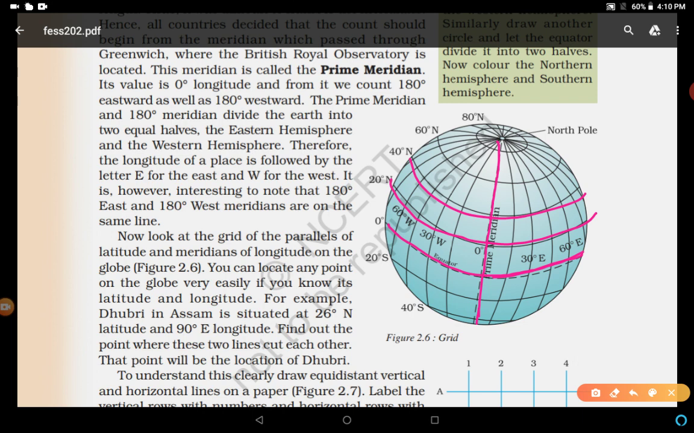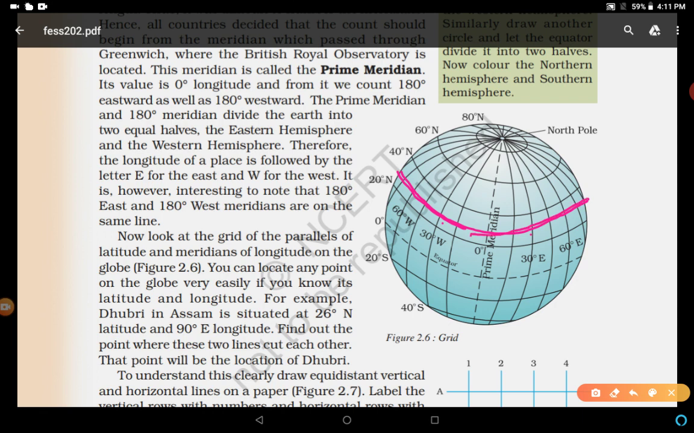Suppose we want to know the location of Dhubri in Assam. Dhubri is situated at 26 degree northern latitude. So this is the 26 degree, for example, this one is 26 degree northern latitude on this line. But if we do not know the longitudinal value of Dhubri, we cannot know where Dhubri is situated on this line. Here? Where Dhubri is situated, we do not know.